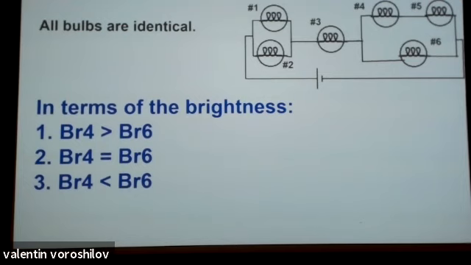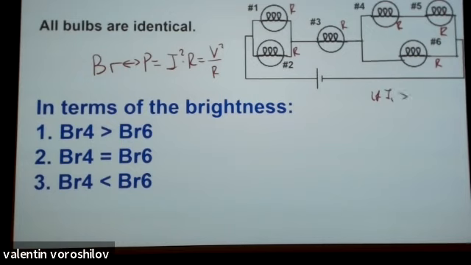All right. Bulbs are identical. Rank them in terms of brightness. Brightness is proportional to power. Power is proportional to current squared times the resistance, or V squared over resistance, because they all have exactly the same resistance. All we need to know is either current or voltage.